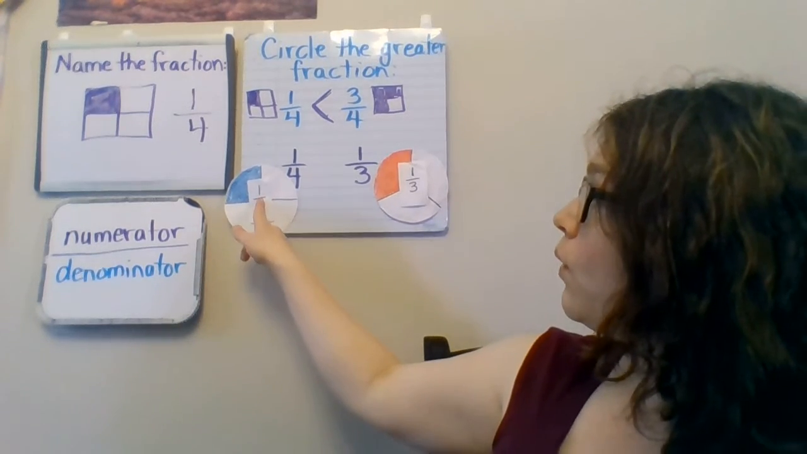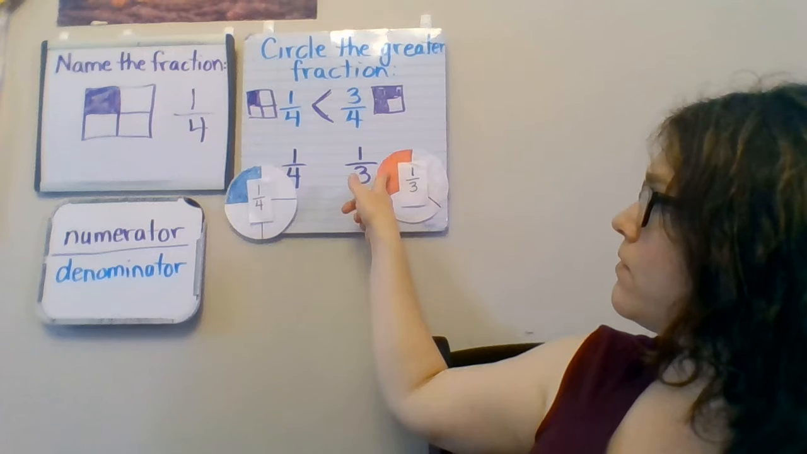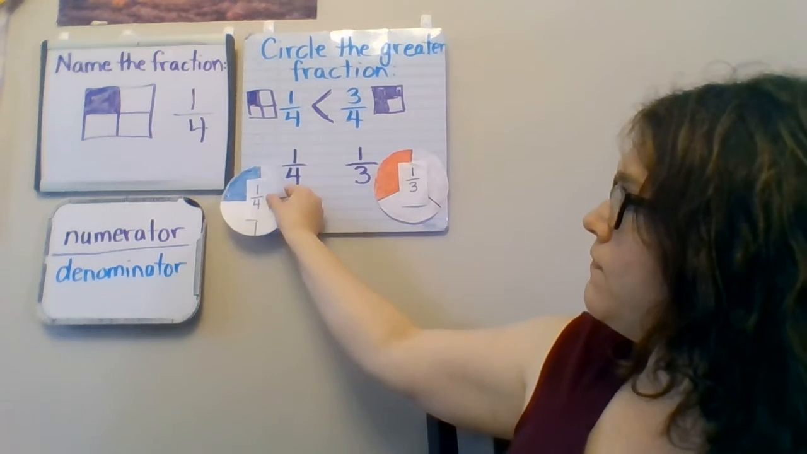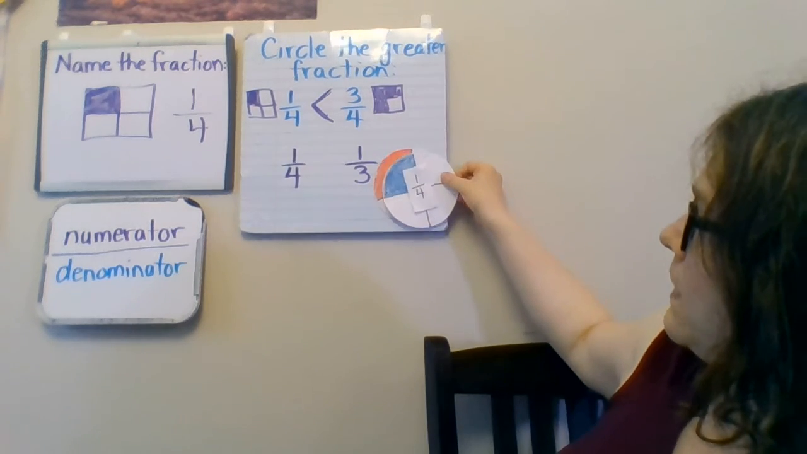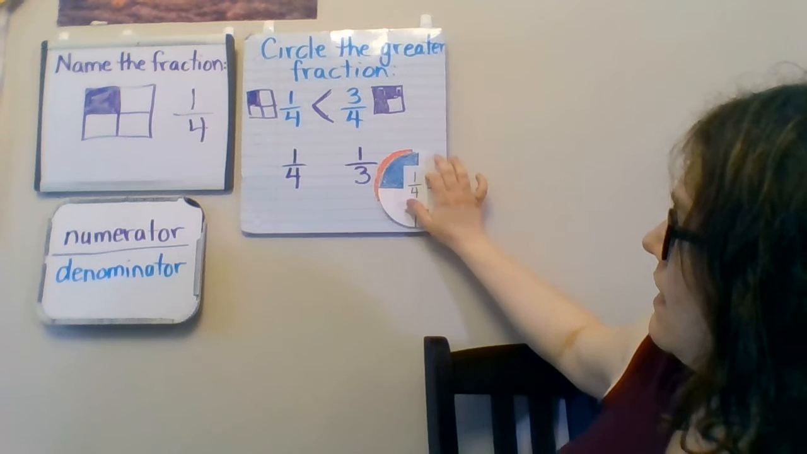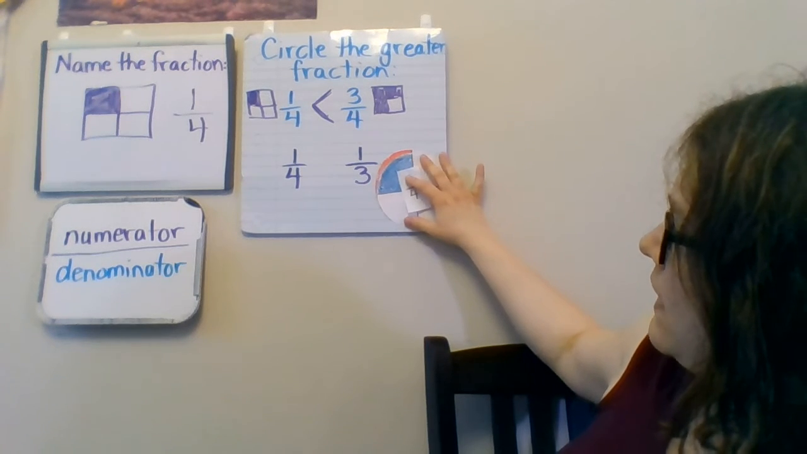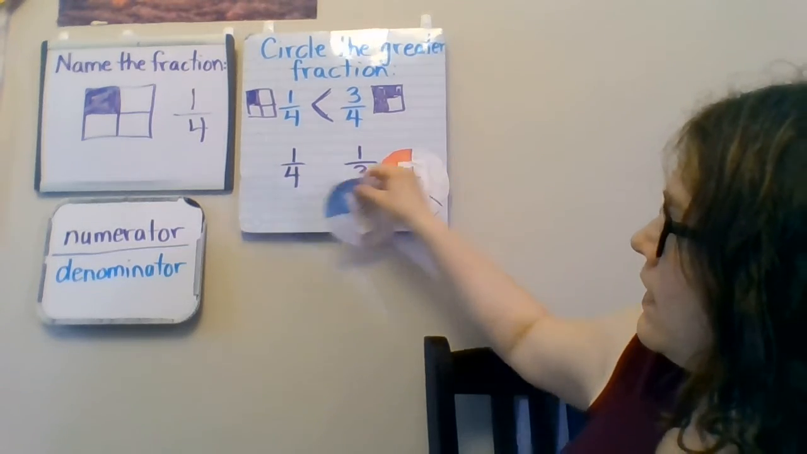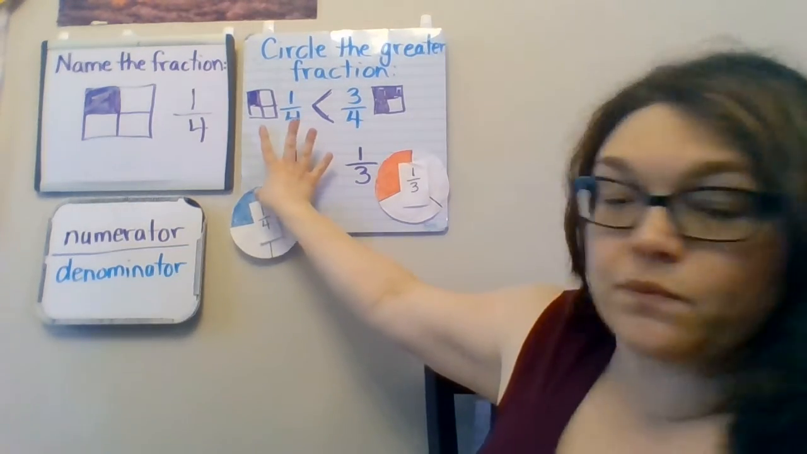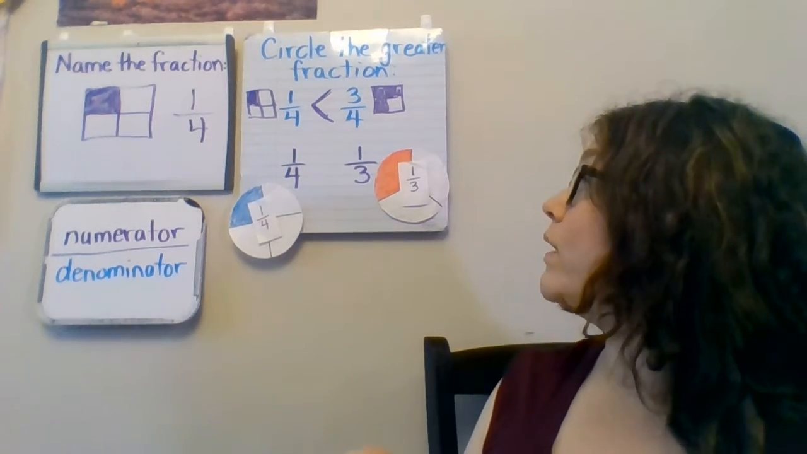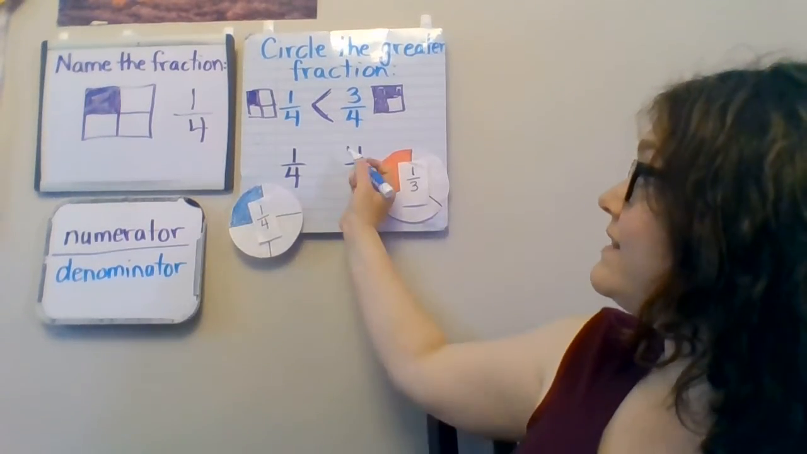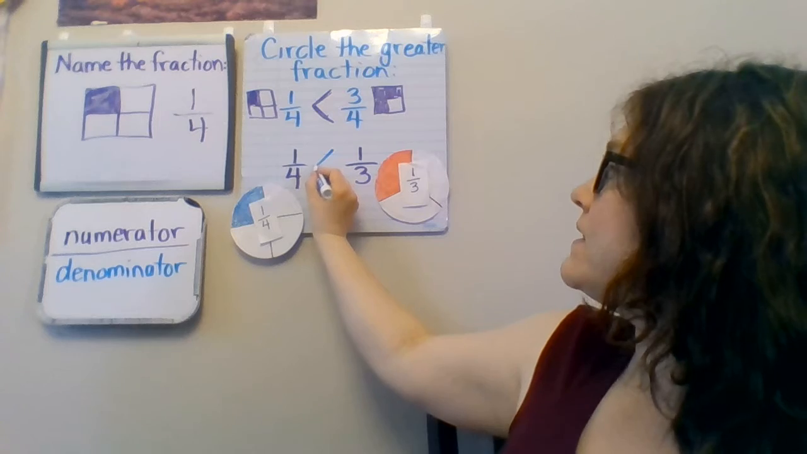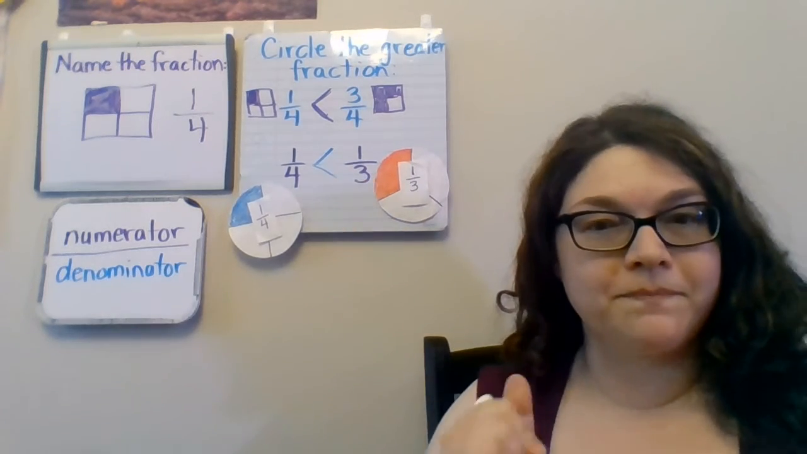So here we have 1/4, and here we have 1/3. So if you put them right beside each other, you should be able to see that 1/4 is definitely not as big as 1/3. And so we will say once again that 1/4 is less than the other number. This time it's less than 1/3.